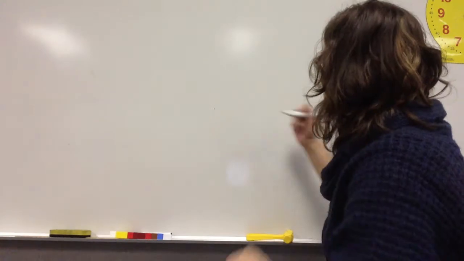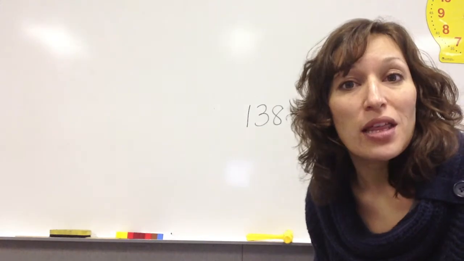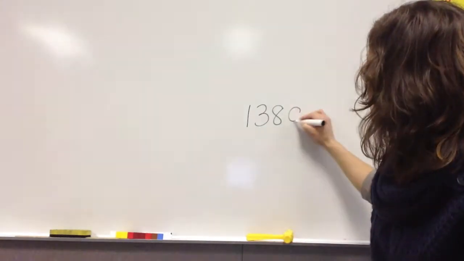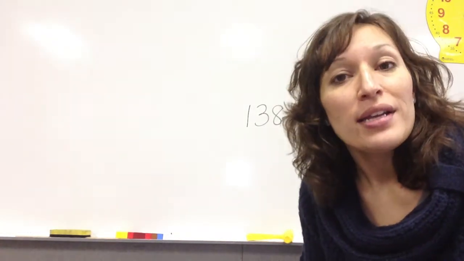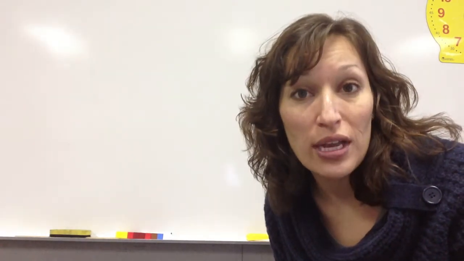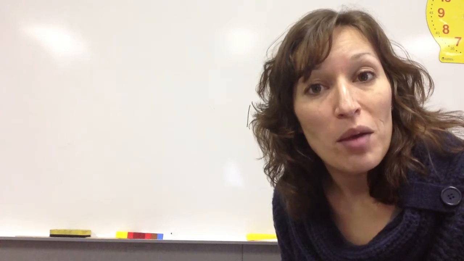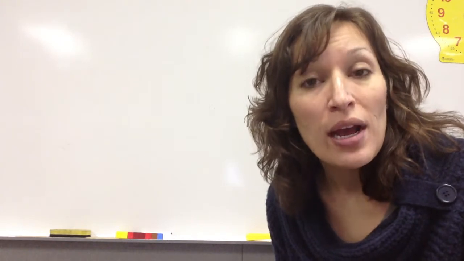So let's just take a peek at what would happen if we had a number that was bigger than 100, and we were going to imagine that that number was telling us about a value of cents. So if our number is 138, and we want to say that this is 138 cents, we would put a C with a line through it to represent cents, okay? Now, if we wanted to think about what coins we could use to make 138 cents, then we'd have to know at what point coins change into a dollar.